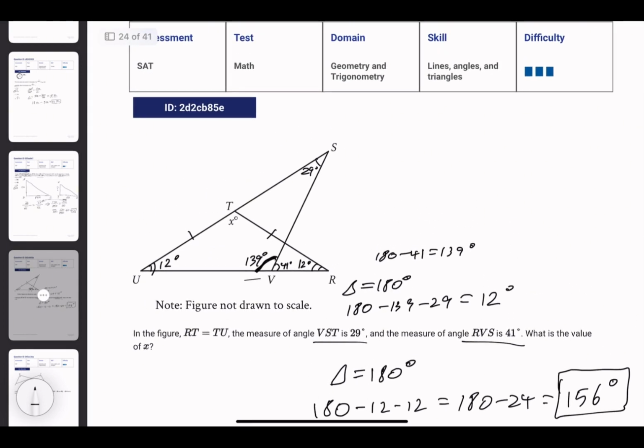This is a hard problem, as you can see. A lot of little facts to deal with. Know your supplementary angles, know your angles of a triangle rule, and you should be good.